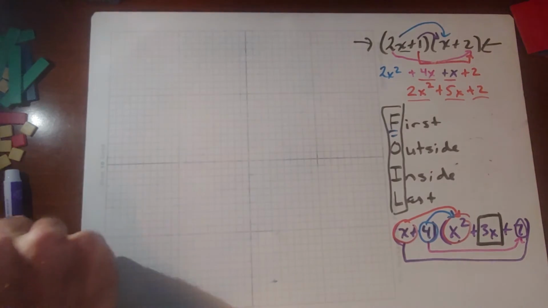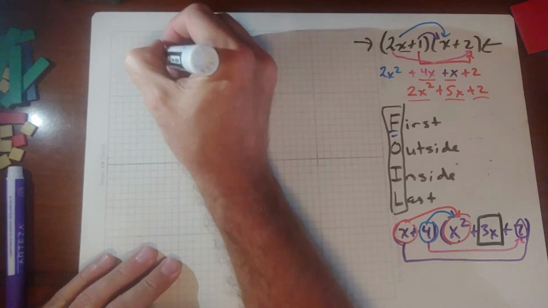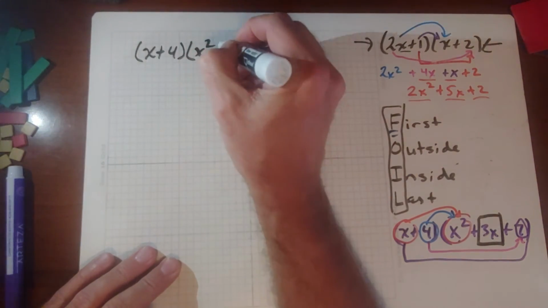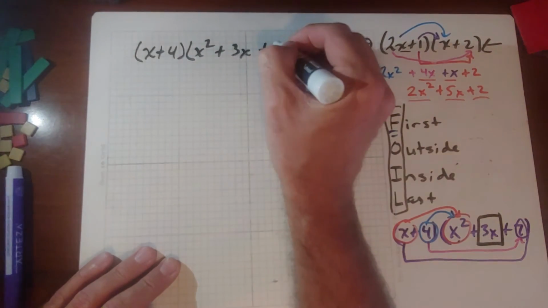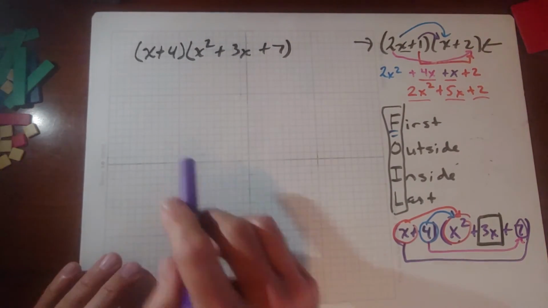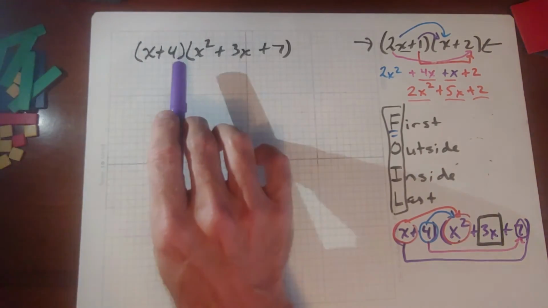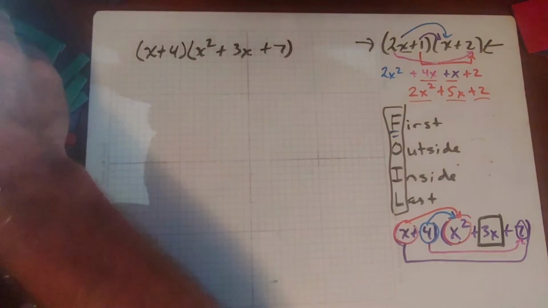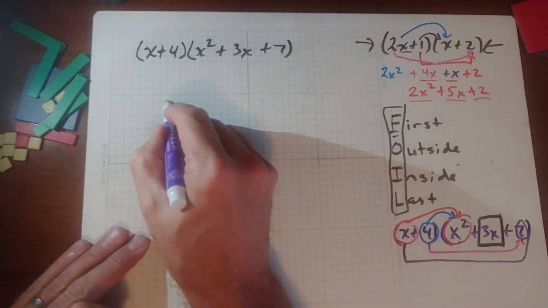So I have x plus 4 times x squared plus 3x plus 7. Just like that. What I'm going to do here is, I know that I am multiplying two numbers together, right? Every time, I know I'm making the area whenever I multiply two numbers together. So this is going to be area for my rectangle here. So here's my rectangle.